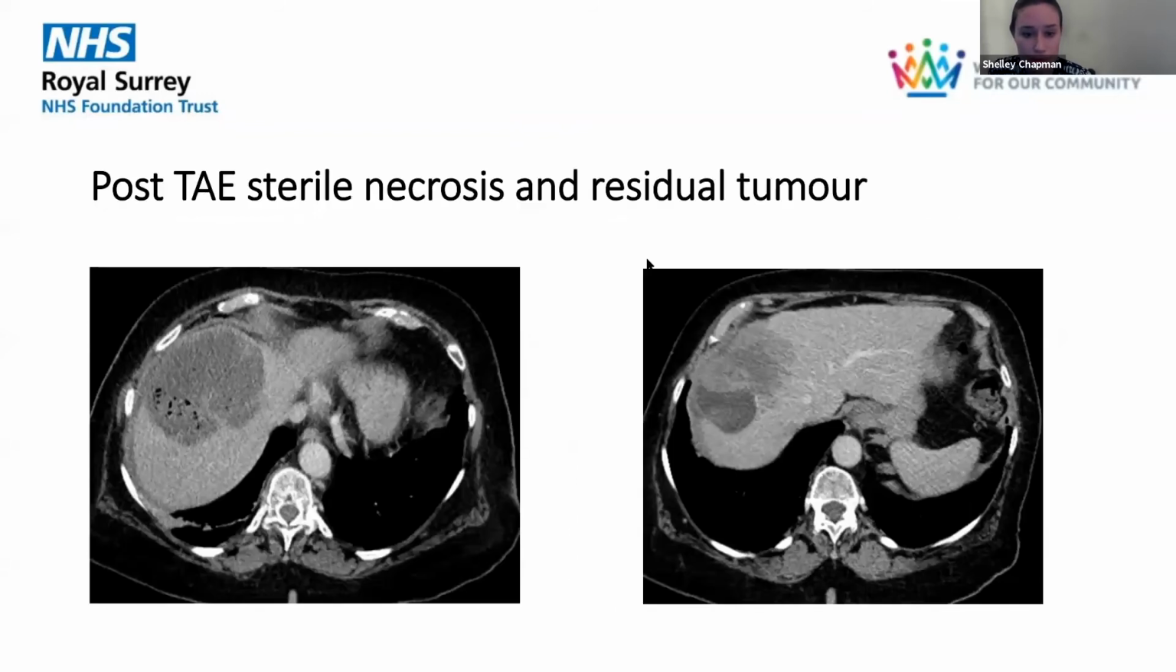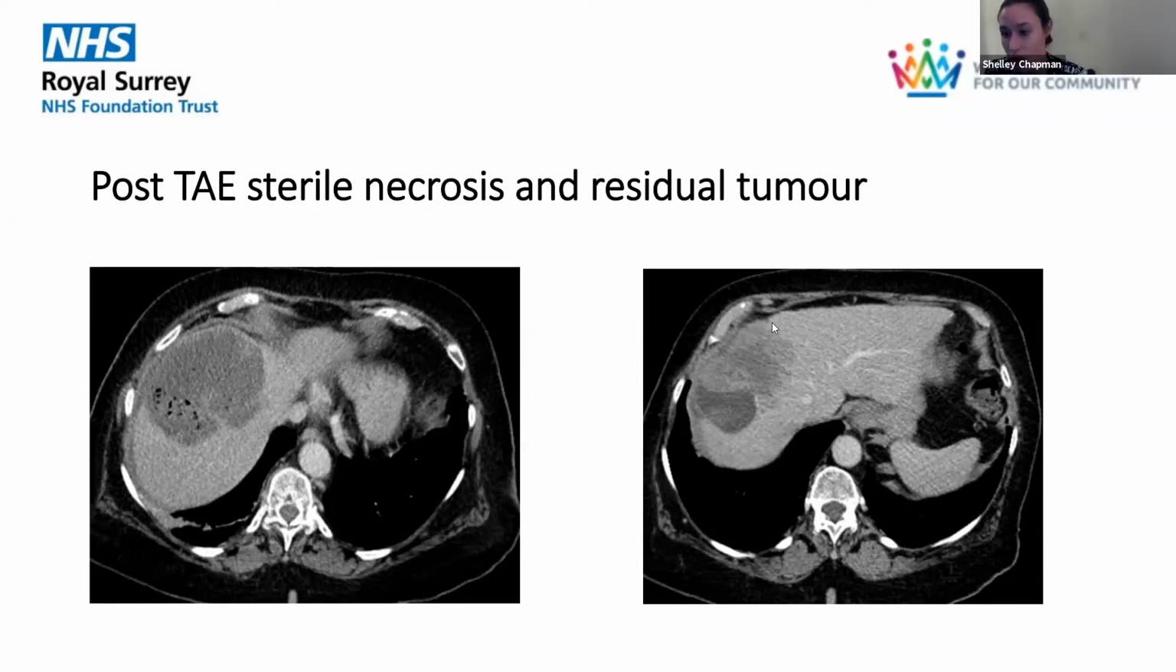further bleeding. This image on the left is an axial CT slice a couple of days after the procedure, and you can see a good result, an expected result. So no enhancement or very little enhancement of the lesion that we've targeted, and actually you can see lots of small foci of very low density in keeping with expected sterile necrosis.